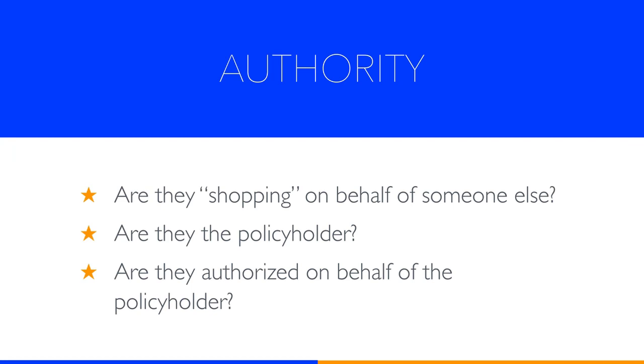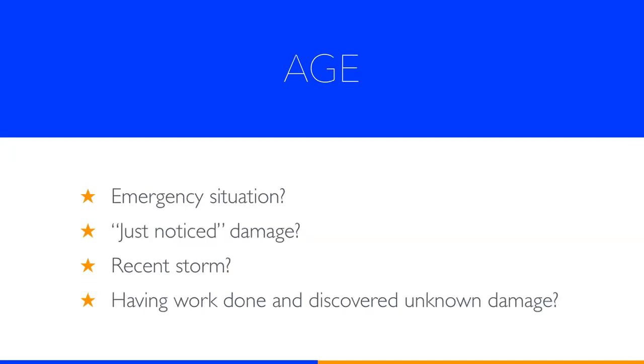Because you never want the carrier to come back and smack you on the hand saying, you got the wrong person to sign. So, dot the I's, cross the T's kind of thing. So you have to figure out the person that you're talking to, what their level of authority is on this. And the third one is age.